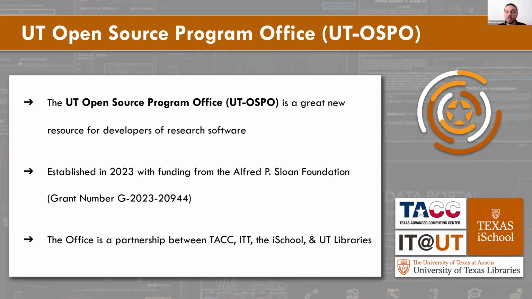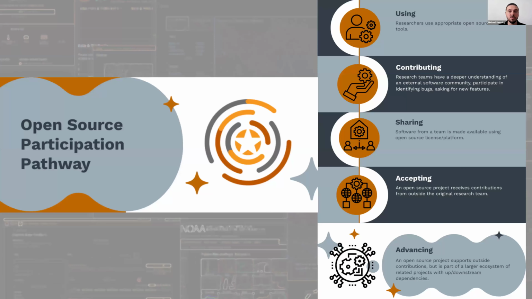The Open Source Program Office was established in the summer of last year, in 2023, and in the last year we have been busy building out services and resources to help members of the campus community engage with and develop open source software. This is a partnership between the Texas Advanced Computing Center, Information Technology Services, the iSchool, and the UT Library. So we're bringing together folks from all of these teams to really build out the resources that this Open Source Program Office provides.